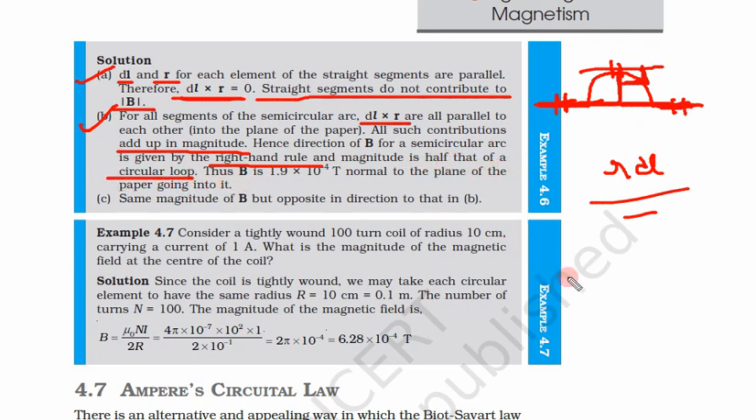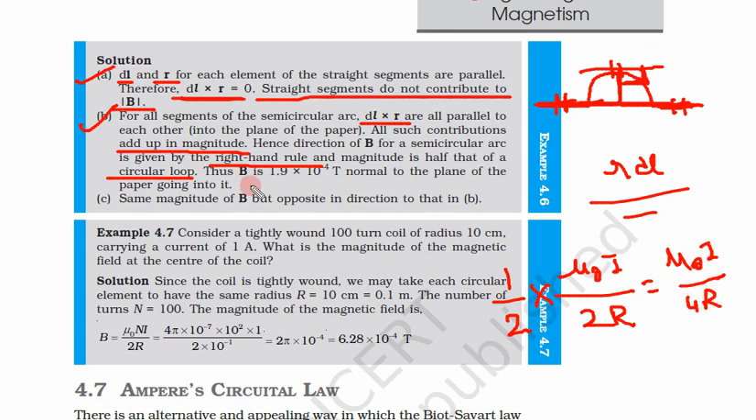So for a circular loop we know it is mu naught I upon 2r. This is for the full loop. For the half loop, half of this, that means mu naught I upon 4r. If you put in the values, what do you get? You get B is equal to 1.9 into 10 to the power minus 4 Tesla.